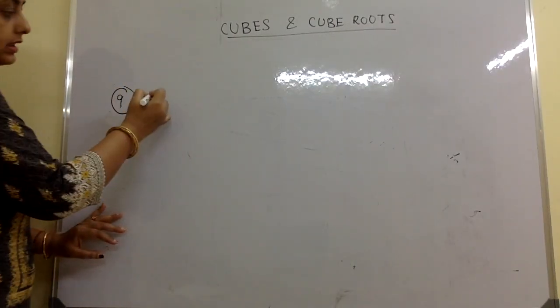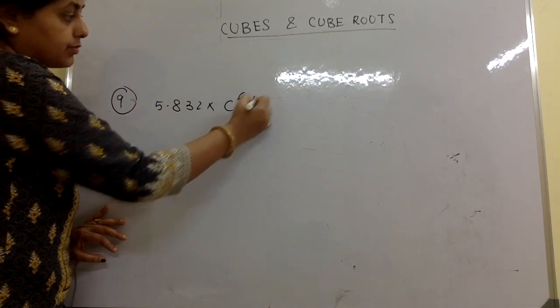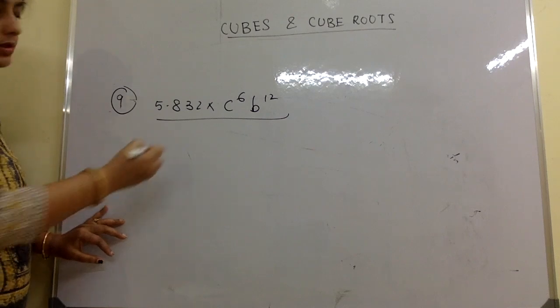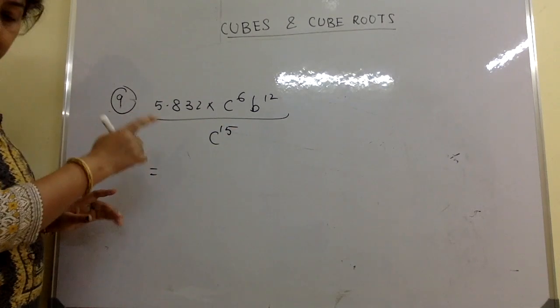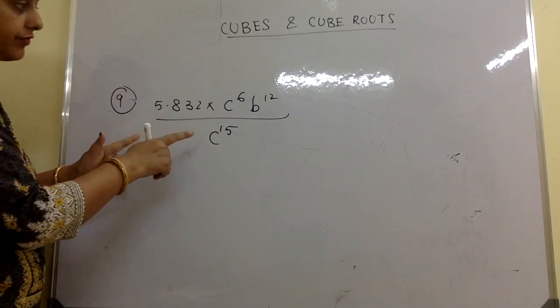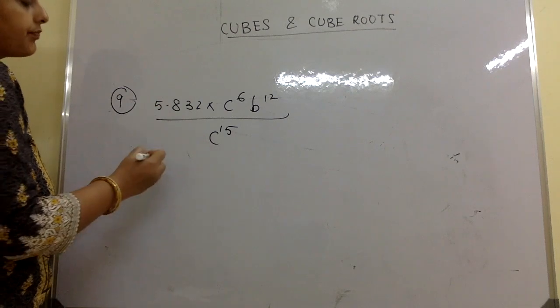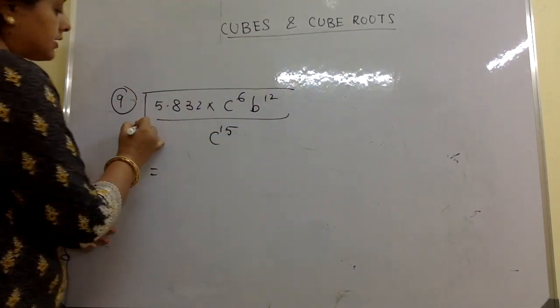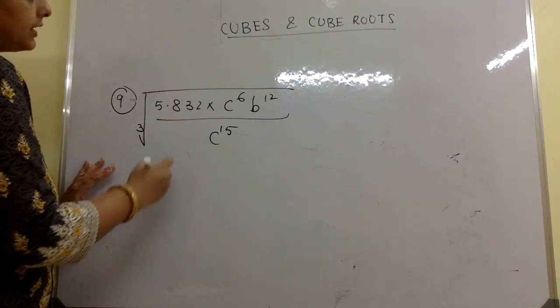Now this is 5832 into c to the power 6, b to the power 12. People generally get this wrong, c to the power 15. They want the cube root of this. How do we find the cube root of this? So here I can write like this, cube root. This is the sign of cube root. Then how do I find this?